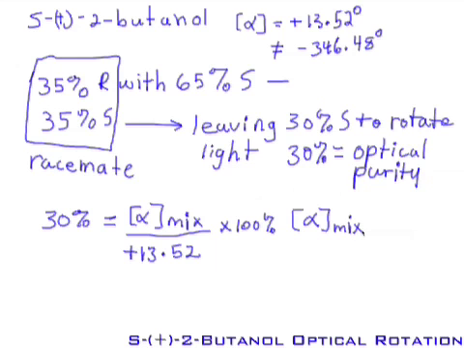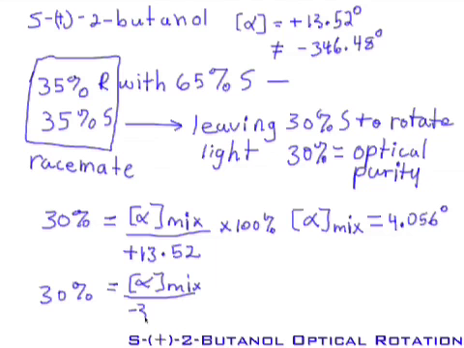I will get a value of 4.056 degrees. Now, if I do the same equation and solve for the specific rotation of the mixture, but this time I plug in the other possible value for the specific rotation times 100%, and solve this equation, I should get minus 103.94 degrees.